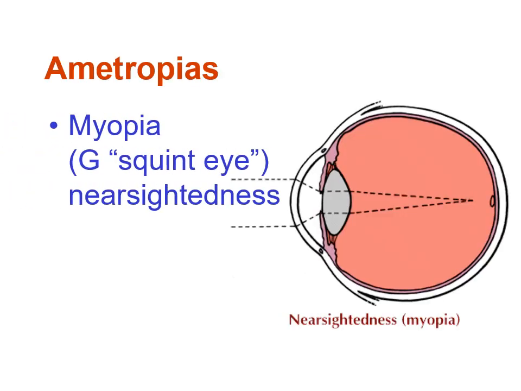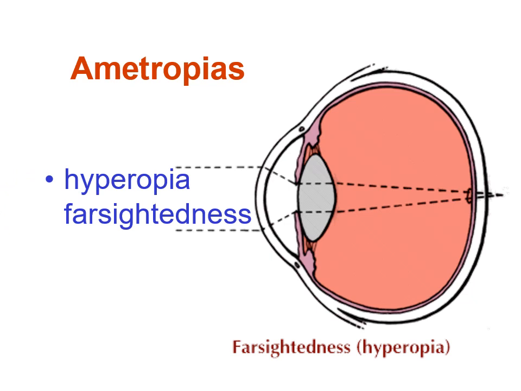If the cornea bulges out too far, making the eyeball too long, the condition is called myopia, meaning squint eyes, because to see clearly at a distance, you need to squint. Another name for myopia is nearsightedness, meaning we can see near but not far. If our cornea is too flat, making the eyeball too short, we have hyperopia, also called farsightedness, for we can see far but have difficulty seeing near.